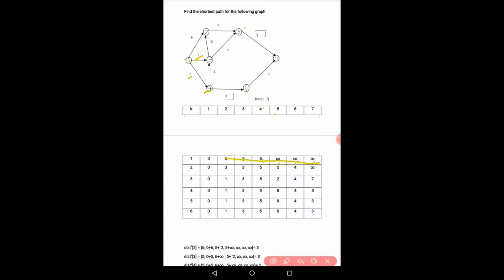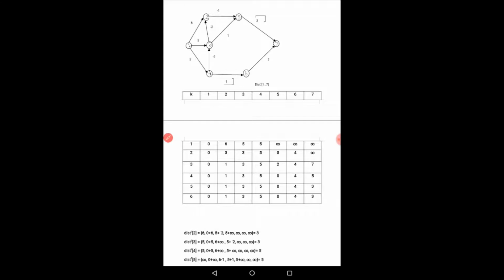So first row means each cell value means the distance, 1 to 7, where the k value is 1 here. So here we will write the direct distance in the first row. From the next row onwards we have to calculate the minimum distance. So now row wise we will fill.